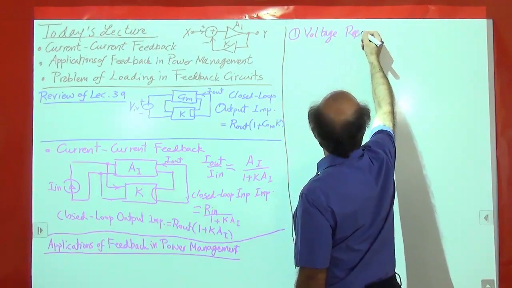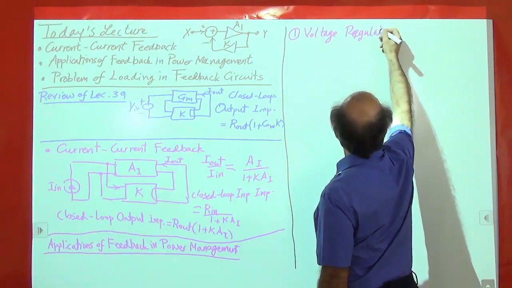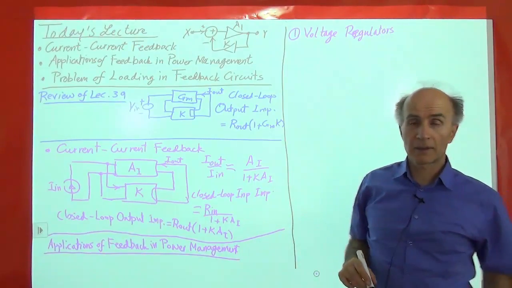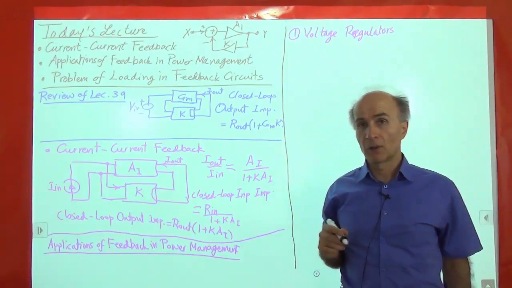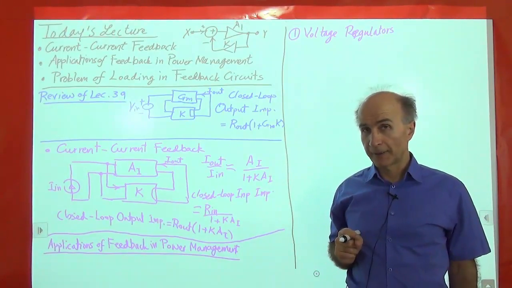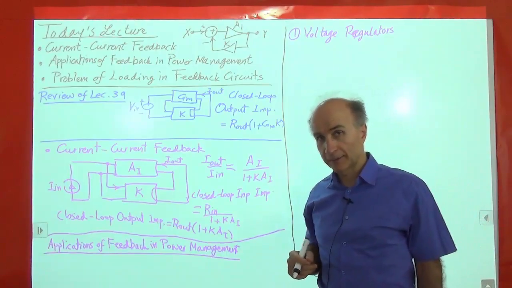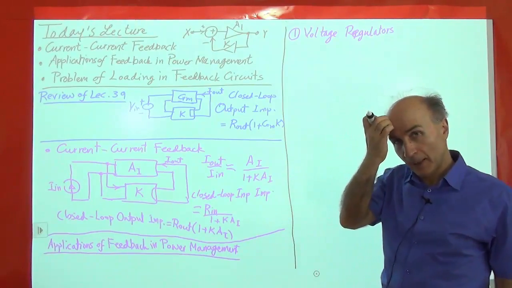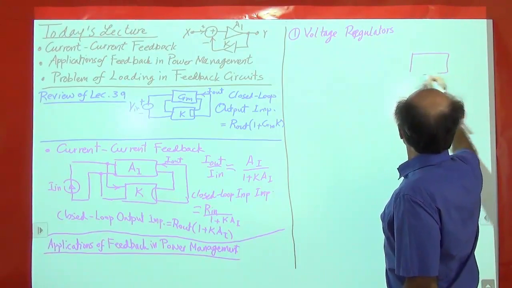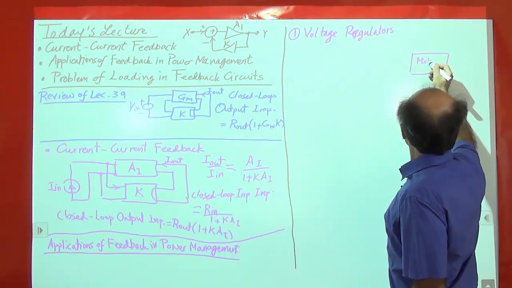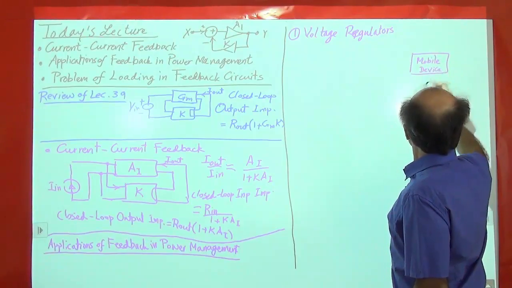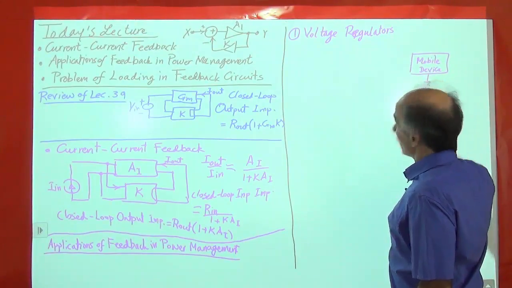Okay, so let's start with one example of power management, which we call voltage regulators. And in fact, when we started the discussion of feedback some lectures ago, I did show you an example of a voltage regulator circuit, right? So we are returning to that. Now, what does that mean? Well, so here's a mobile device. So let's say your cell phone or something, right? Mobile device.